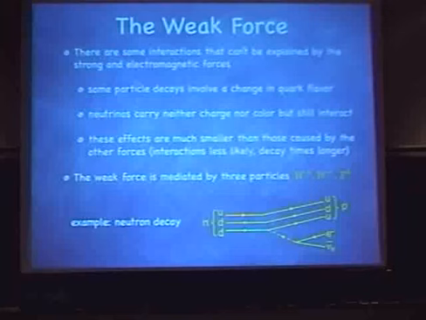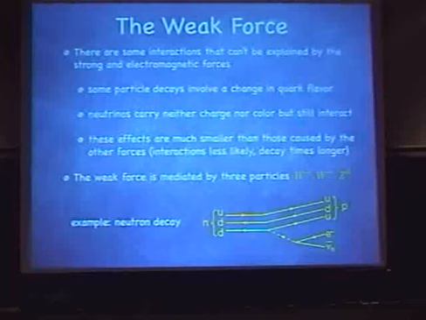The second thing is the fact that neutrinos interact with matter. Now, they don't interact very strongly, but if they didn't interact at all, we never would have discovered them. And neutrinos are not electromagnetically charged, and they're not colored. So based on just having electromagnetic and strong forces, it doesn't make any sense that neutrinos ever interact with anything. There must be something that allows them to interact.